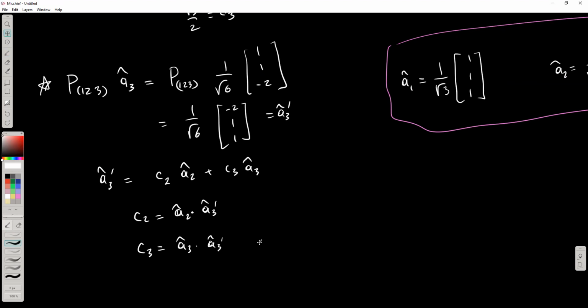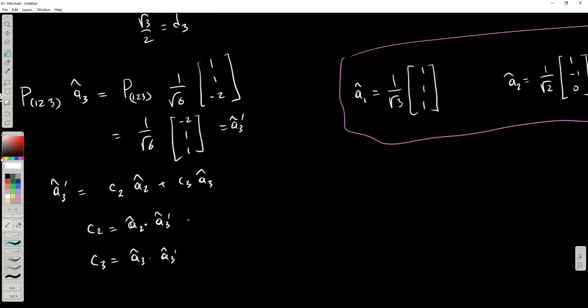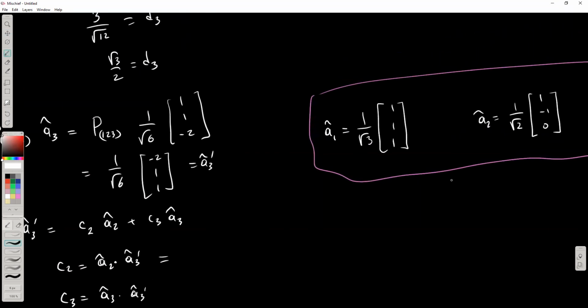So let me quickly do these calculations. A2 dot product with A3 prime. All right, that's difficult. So 1 over root 12 is there. Minus 2, minus 1, minus 3 over root 12. Again, so that's minus 3 over 2 root 3. So minus root 3 over 2.